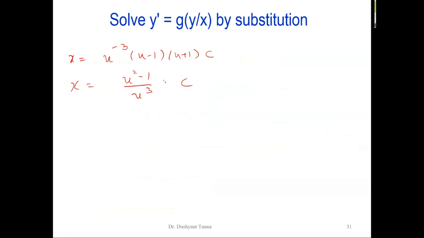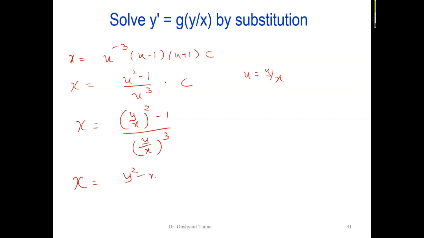Now replace u back. u is y on x. Yeah, u is equal to y on x. Replace it back. So this is y on x square minus 1, over y on x power 3, that is y square minus x square over x square, times x cubed over y cubed, and c. Yeah, get rid of what you can, and that would give you y power 3 is equal to c times y square minus x square.